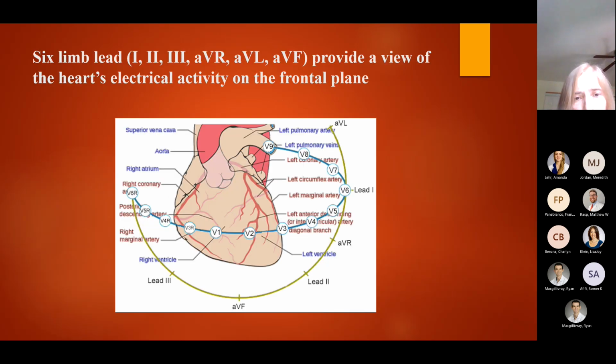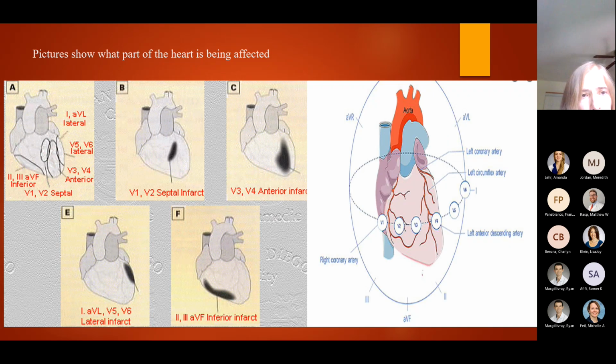So here's another picture of the horizontal view and the limb frontal view. Same thing here. As I mentioned, when you look at the inferior wall, it's going to be 2, AVF, 3. Here, you look at the septum: V1, V2. V3, V4 are anterior, V5, V6 are the lateral wall, and the lateral wall would also be AVL and 1.